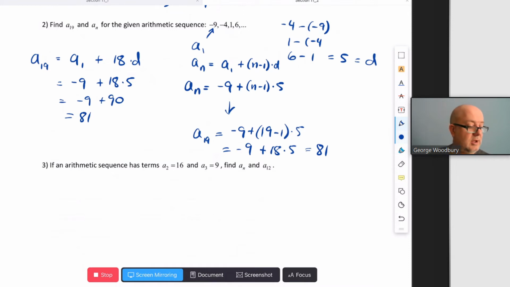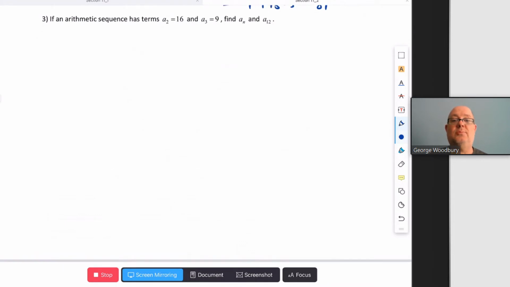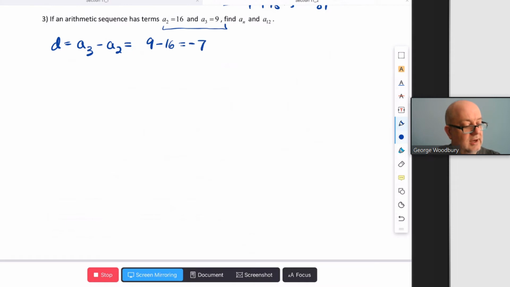The second one, a little different spin on this. If an arithmetic sequence has terms a sub 2 equals 16 and a sub 3 equals 9, find the general term a sub n and the 12th term a sub 12. So we need to figure out first what is a sub 1 and what is the difference. The difference we can find by subtracting a sub 3 minus a sub 2. That's 9 minus 16, or -7.